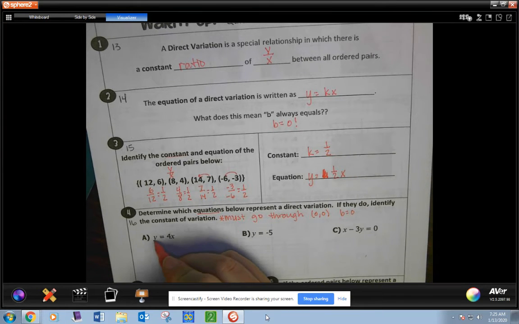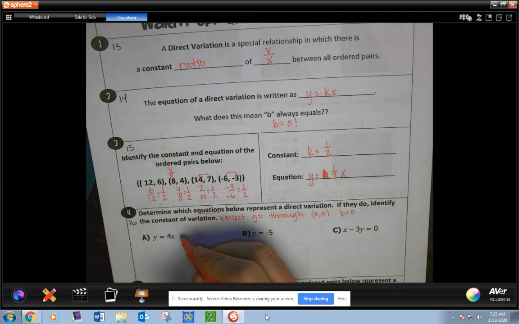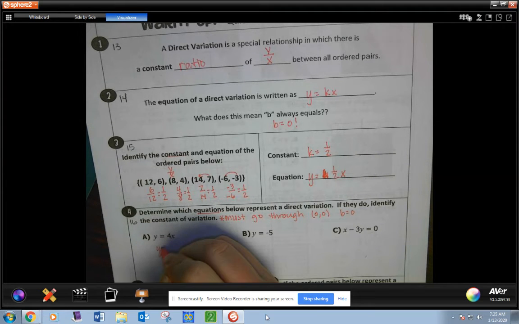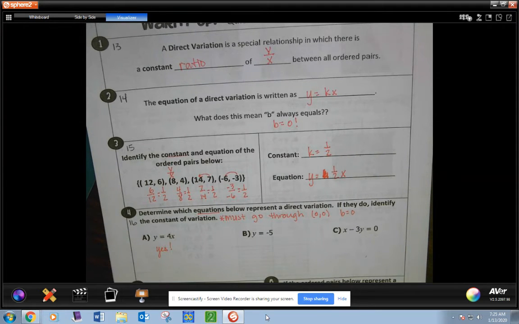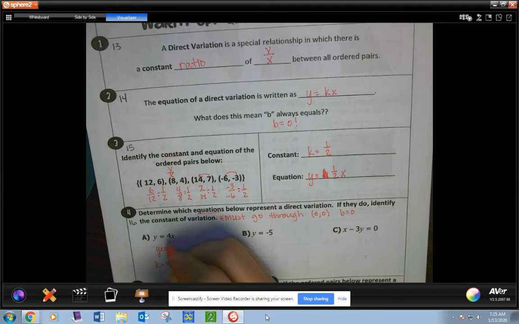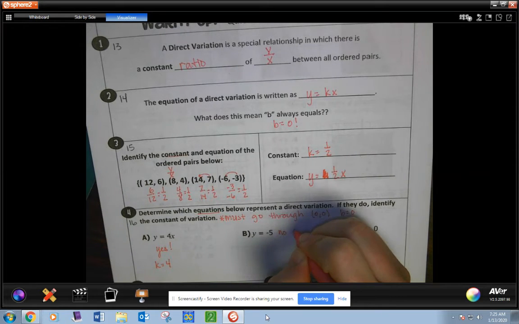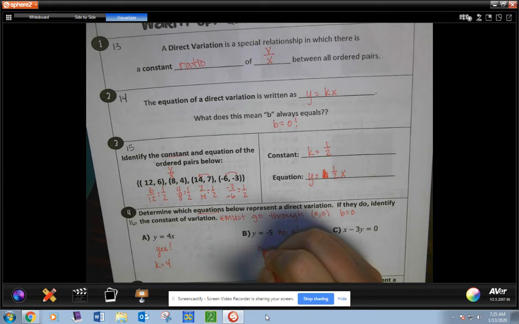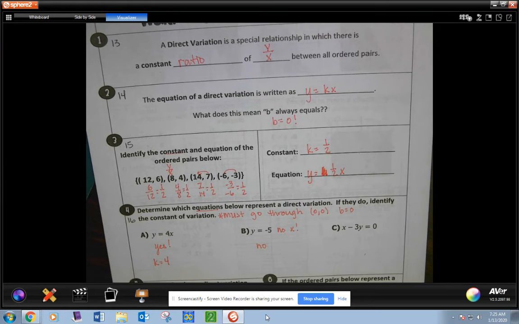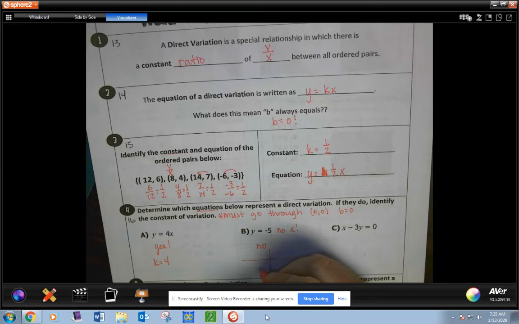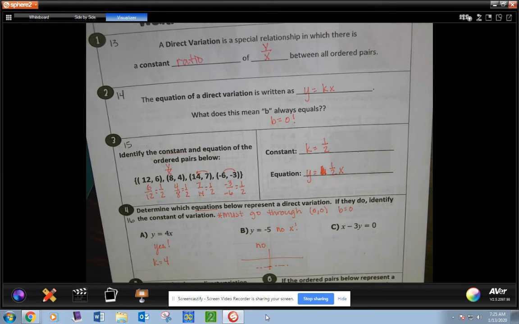Okay, so this is y equals kx, which means there's no b. So yes, it represents direct variation, and your constant is 4, whatever number is with x. Okay, so for this one, y equals -5. There's no x in this, so therefore, no, this is not direct variation. If I had a graph, I would go down here to -5, and my line would go across like this. So I'm not going through the origin.